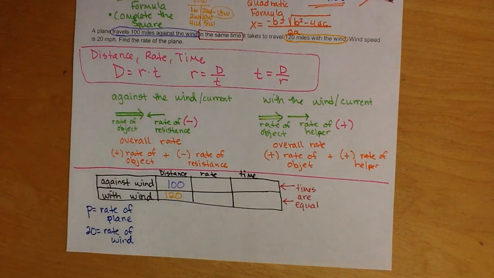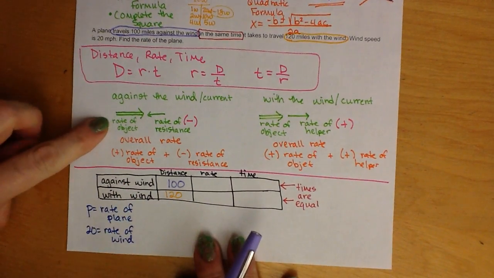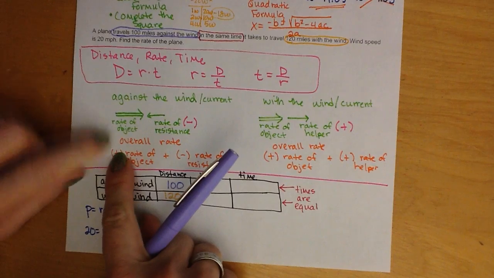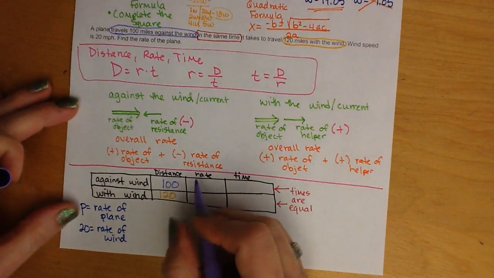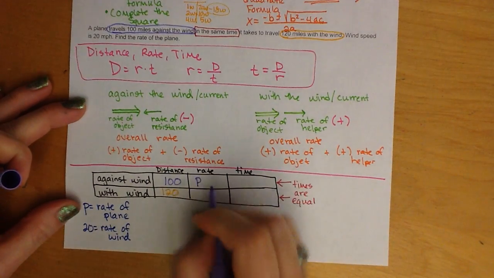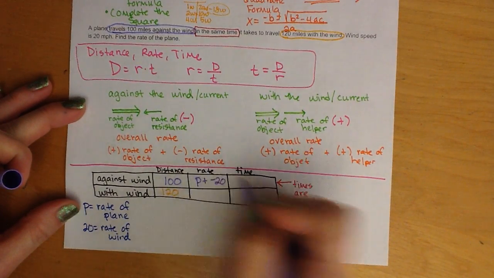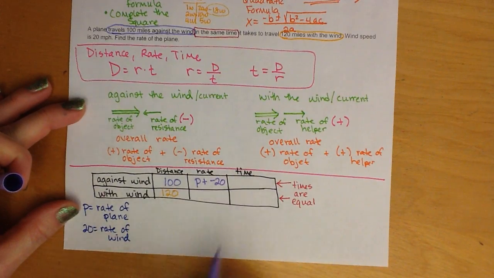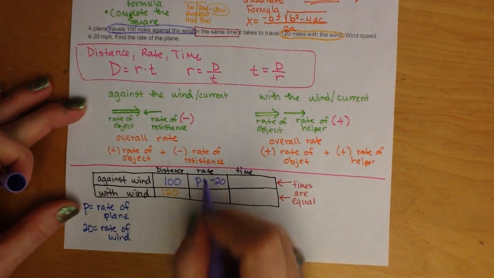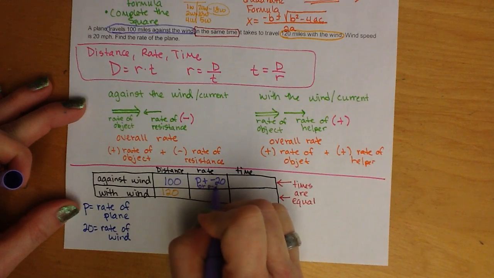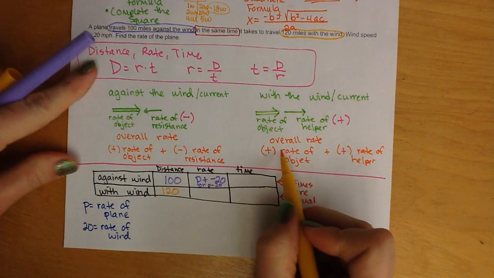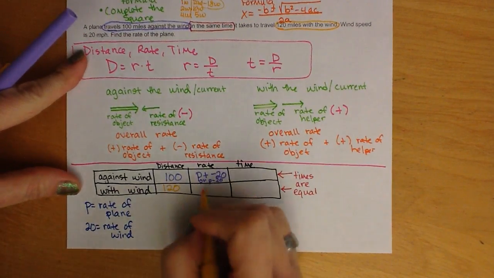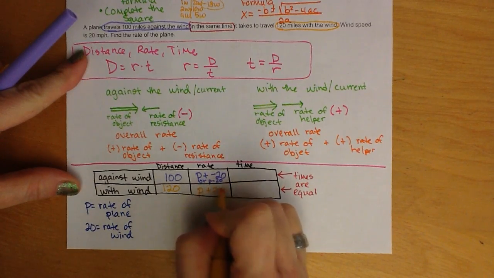So when we're going against the wind, we want to take the larger rate of the object, which is going to be positive, plus the negative rate of resistance. So we're going to have the larger rate of the object, P, plus negative 20. Now that looks a little bit awkward, so probably I would just write it P minus 20 when I'm doing my problems. When I'm going with the wind, I have positive rate of the object plus positive rate of the helper, so P plus 20.